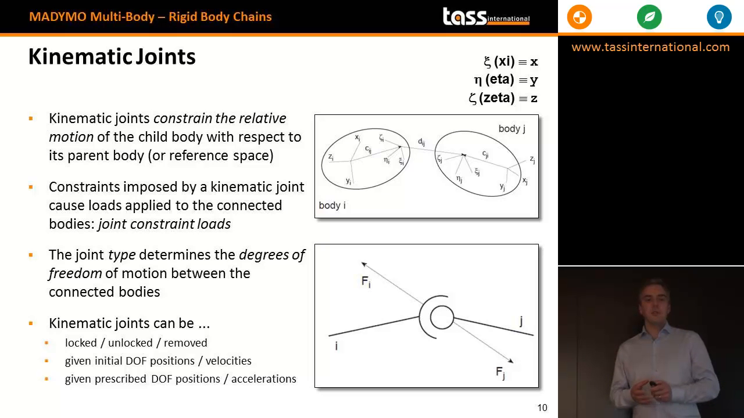As mentioned, the degrees of freedom are defined by the joint type, and it is also necessary to know that kinematic joints can be locked, unlocked, or removed in MADYMO. They can be given initial joint positions or initial joint velocities, and they can be given prescribed degree of freedom positions or accelerations. We will come back to that later.